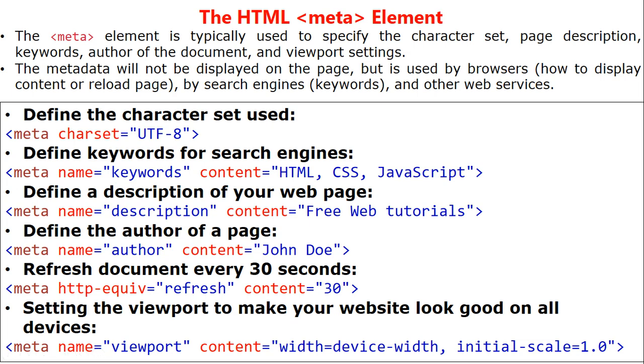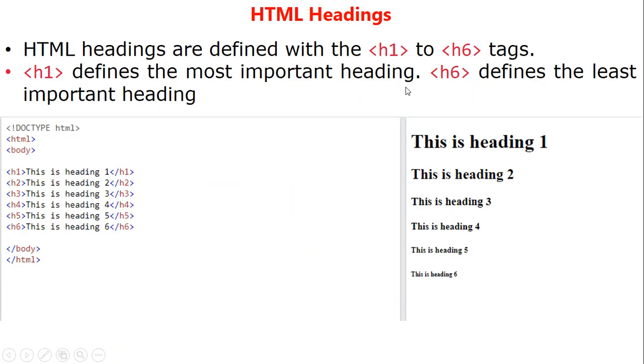Now, to set the viewport of your website so it looks good on all devices, for example if you are looking at the web page on a system or on a mobile device, the website will look good as per the device width. For that you can define the attribute on the meta element as content equal to the value width equal to device-width and initial-scale of 1. So this is about the meta element.